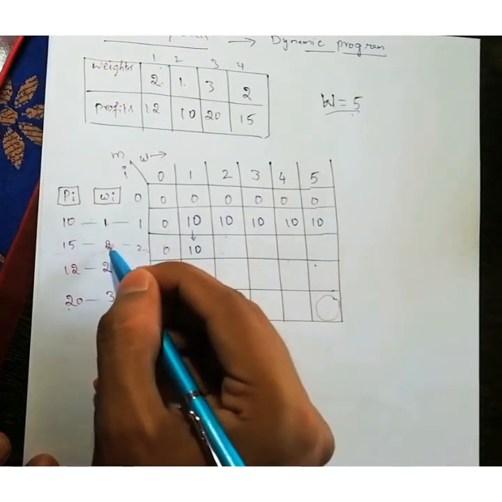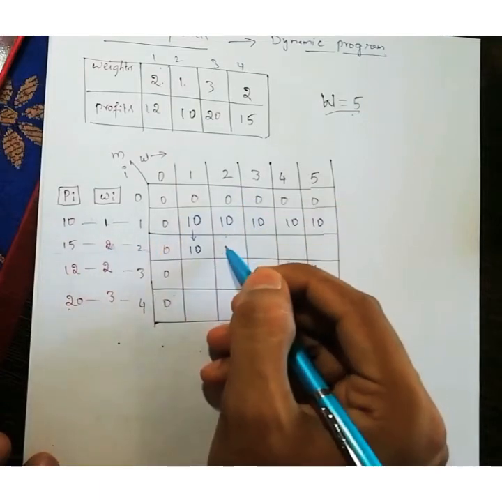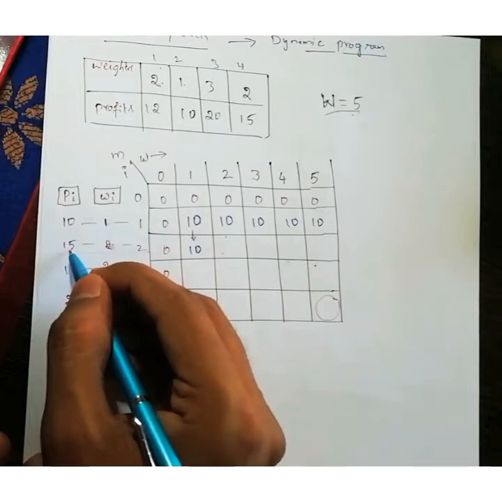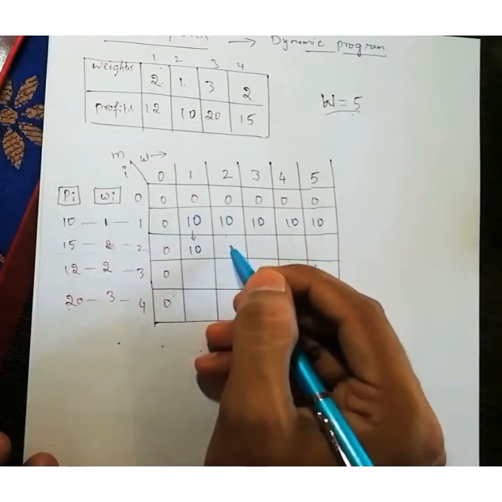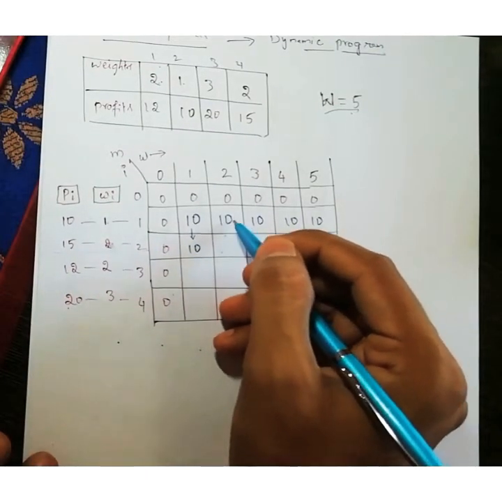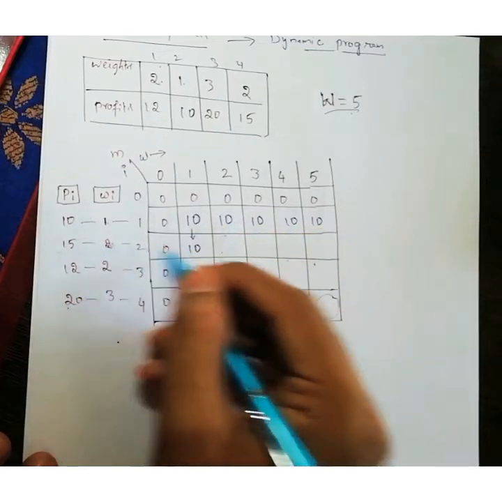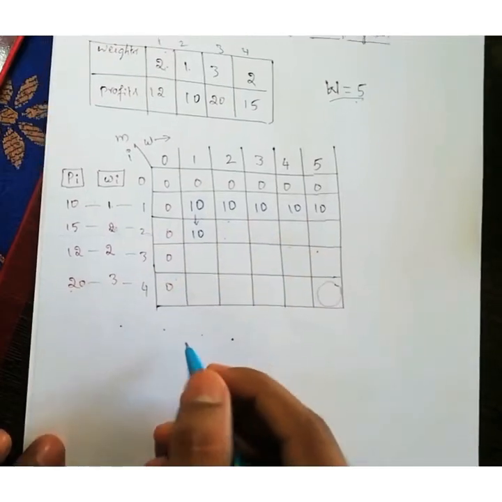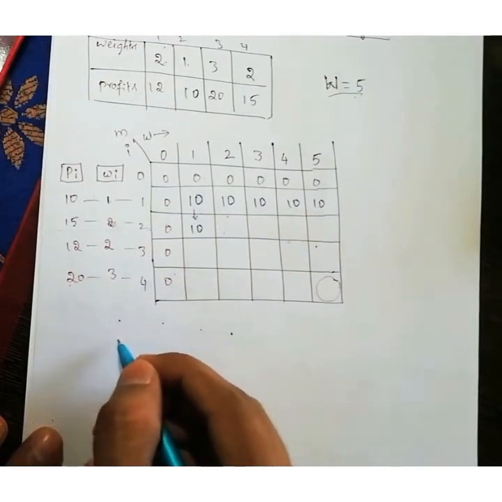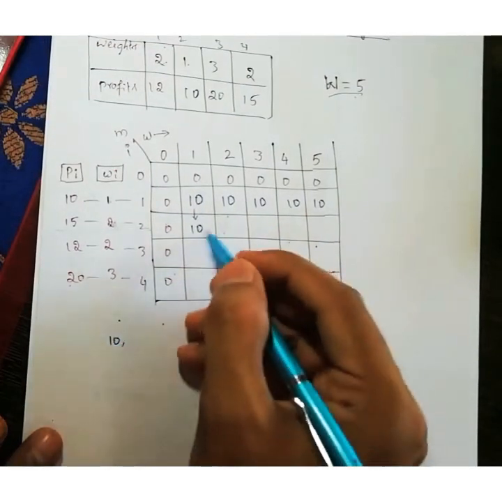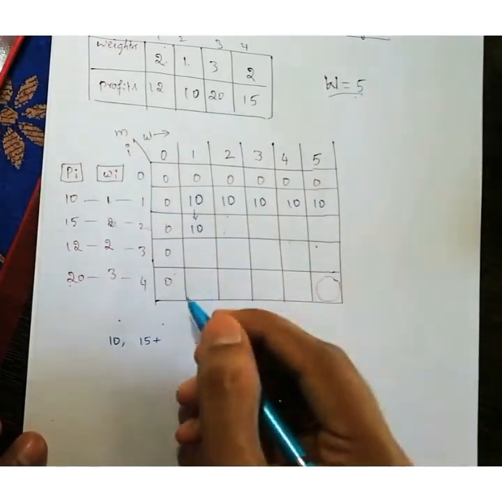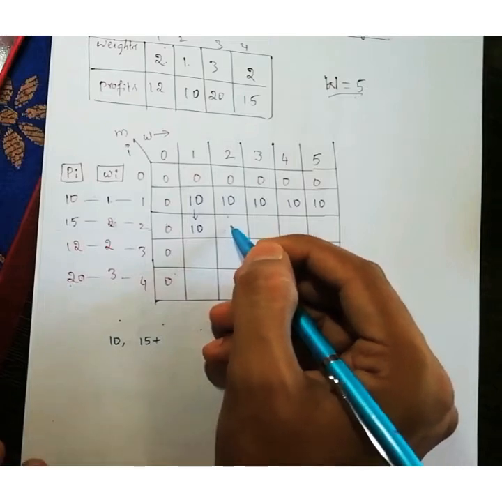Next, can I insert a 2 kg item in a 2 kg bag? Yes. If yes, what is the profit? 15. But don't insert 15 directly here. You have to compare with the previous row, whether the previous row element is greater than this profit or not. The previous row profit is 10, comma, and the profit of this item is 15 along with the previous row. A simple technique.